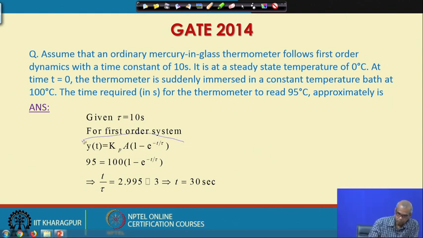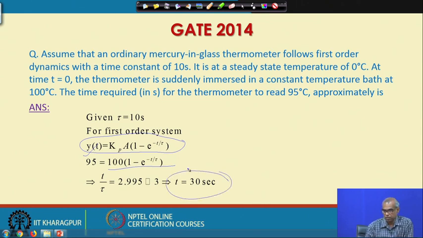So, this is the expression for first order system's response for a step input: y(t) equal to K_p into A into 1 minus e to the power minus t by tau. So, y(t) equal to 95, and K_p equal to 1, A equal to 100, 1 minus e to the power minus t by tau, tau is 10. So, everything is known except t, and you can find out t as approximately 30 seconds.